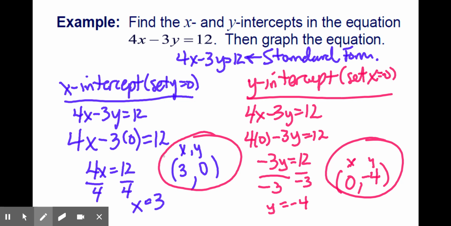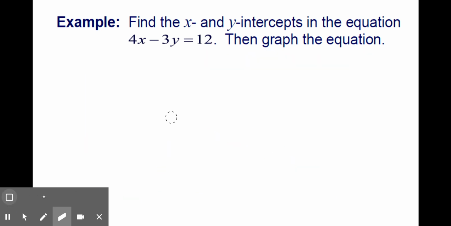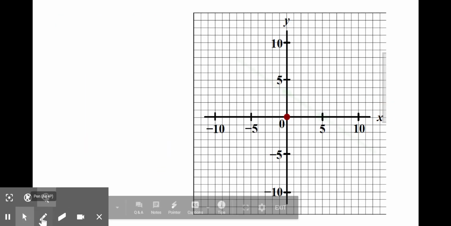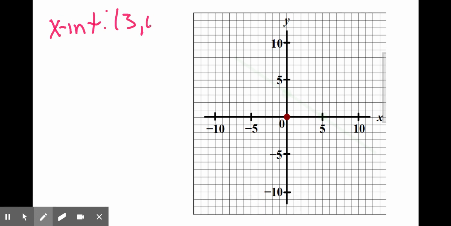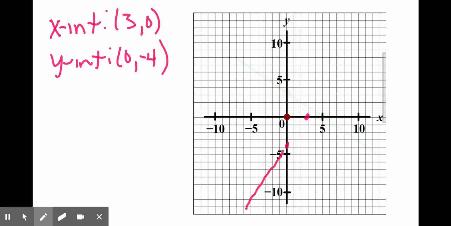So let's take our 3, 0 and 0, negative 4. Go on to the next slide. And again, we have the x-intercept was 3, 0. The y-intercept was 0, negative 4. So 3, 0 is 3 spaces to the right. 0, negative 4 is 1, 2, 3, 4 down. And then we're going to draw all the way through the graph, through the 2 points as best we can. And there's our line. Okay, we just graphed it from standard form. We're all done. We just needed these 2 points first to do it.